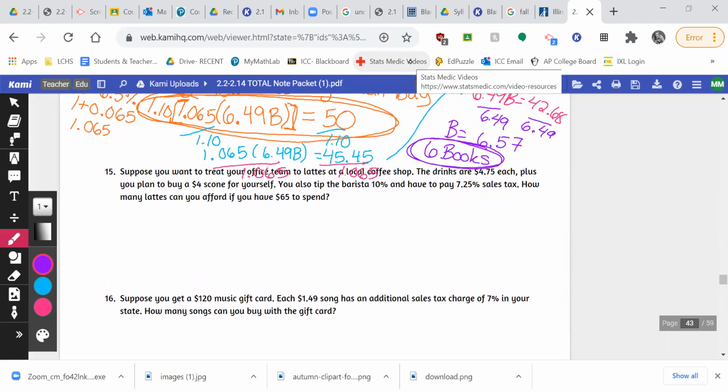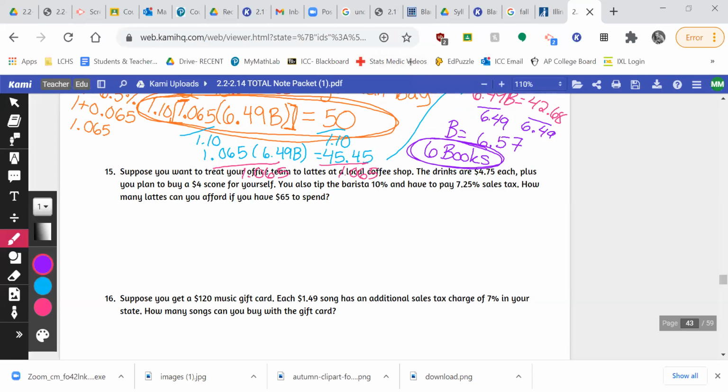For number 15, suppose you want to treat your office to lattes at a local coffee shop. The drinks are $4.75 each, plus you plan to buy a $4 scone for yourself. You also tip the barista 10% and have to pay a 7.25% sales tax. How many lattes can you afford if you have $65 to spend?